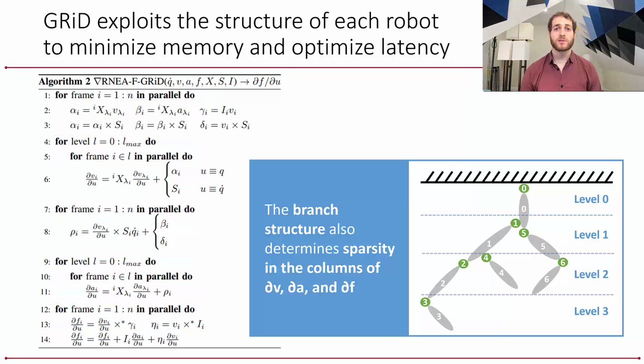We also leverage this branch structure of the kinematic tree to note where there are sparsity patterns in the memory needs of these various variables, and compress and remove them to optimize memory usage.